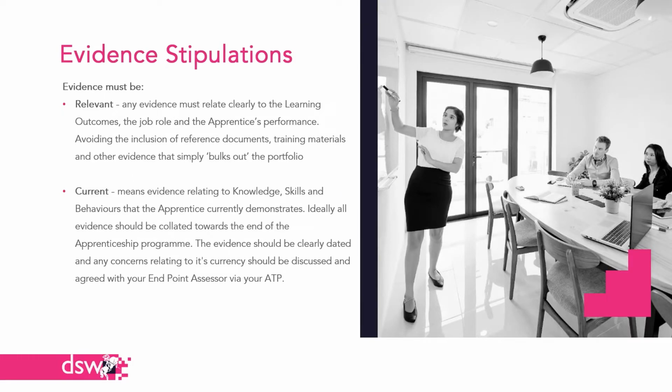Any evidence must relate clearly to the criteria, the job role and the apprentice's performance. Avoid the inclusion of reference documents, training materials and other evidence that simply bulks out the portfolio. Current means evidence relating to knowledge, skills and behaviours that the apprentice currently demonstrates. These will tend to be the best pieces of work. Evidence should be gathered and collated towards the end of the apprenticeship programme.